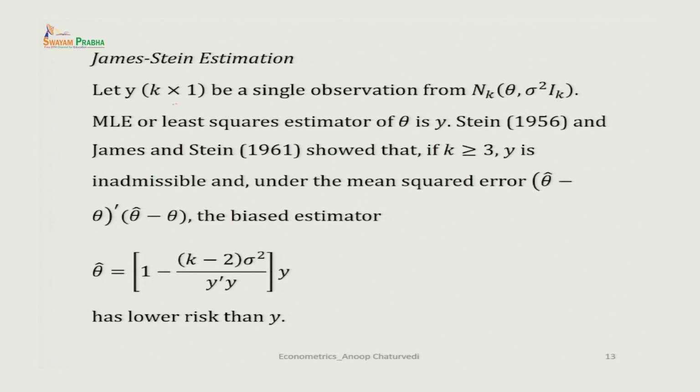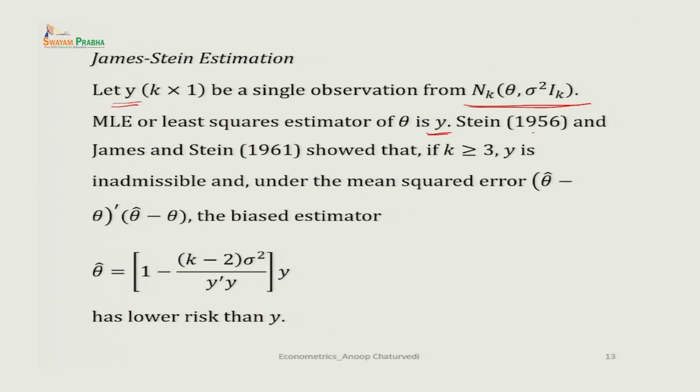Again, suppose y is a k cross 1 vector on a single observation from a normal distribution having mean theta and variance sigma square I k. Then the MLE or least square estimator of theta is y. You have just one observation from this multivariate normal distribution. So, obviously, the MLE of theta is the same observation.